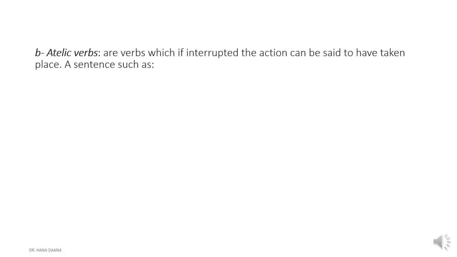On the other hand, Atelic verbs are verbs which, if interrupted, the action can be said to have taken place. A sentence such as, he was staring at the stars, consists of an Atelic verb, which, as I have just said, if interrupted, the action of staring has taken place. Hence, we can say that he stared at the stars.